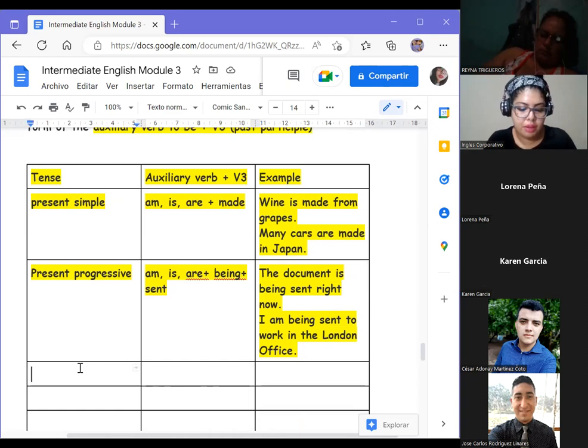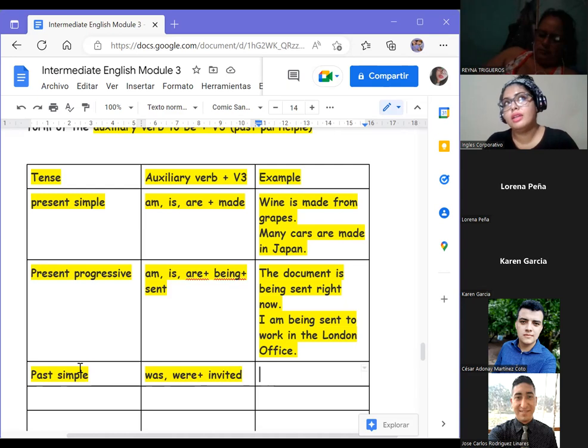Then we have past. We are going to talk about past simple. In this case, we are going to change the auxiliary verb because we are going to use the verb to be in past. And we have was, were, plus the past participle of the verb, in this case invited. In this case, it's a regular verb. And we have the example.